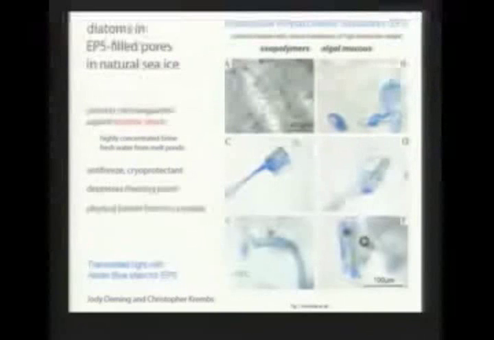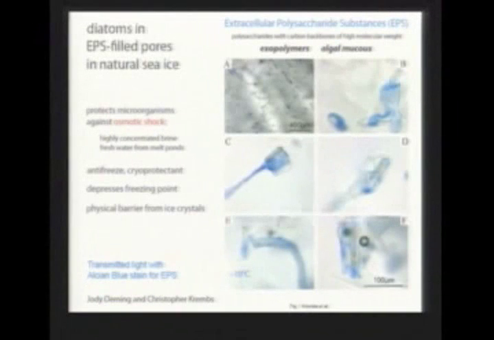Another interesting issue here is one of the ways that algae and bacteria live in the sea ice, through extracellular polysaccharide substances, exopolymers, algal mucus for short. It protects them against osmotic shock. It's basically a cryoprotectant like antifreeze, depresses the freezing point, and also provides a physical barrier from the ice crystals. And it also gums up the ice, and it changes the permeability, and actually changes the distributions of brine inclusions.